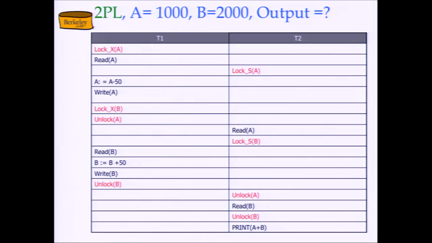In the last case now, T2 is going to go ahead and wake up because the lock on B that it was requesting has now been acquired. It has a shared lock on B. And it's going to unlock A. So it can no longer acquire any new locks. It's going to read B and unlock B because it's done with it. And just for fun, it's going to print to the screen A plus B, and it's going to add up to 3,000 as we expected. So that's good, all right?